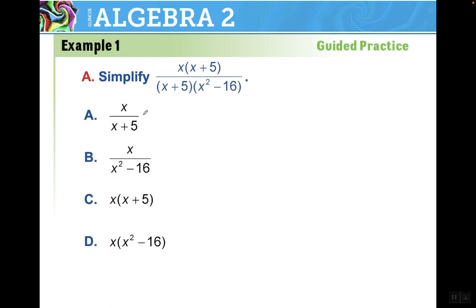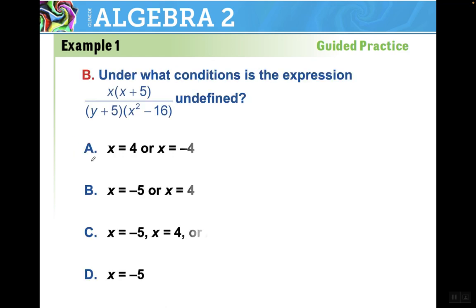All right, so this is, you guys go ahead and do it real quick. All you need to do is cancel those common factors. So you should have x over x squared minus 16, or b. Now decide what conditions it's undefined at.